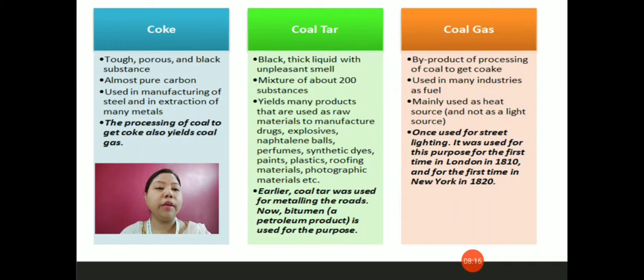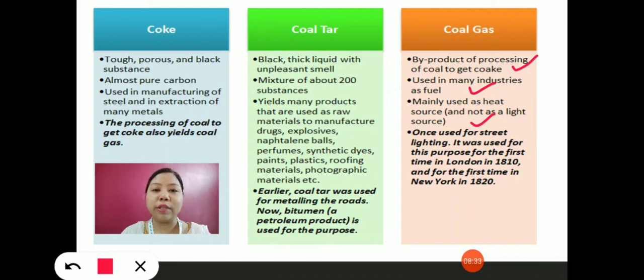Now, what are the uses of coal gas? So, it is also a byproduct of coal, and it is used in many industries as fuel, mainly used as heat source. It's not used as a light source, but mainly it is used as heat source. But once it was used for street lighting. It was first used for this purpose in London in 1810 and for the first time in New York in 1820.